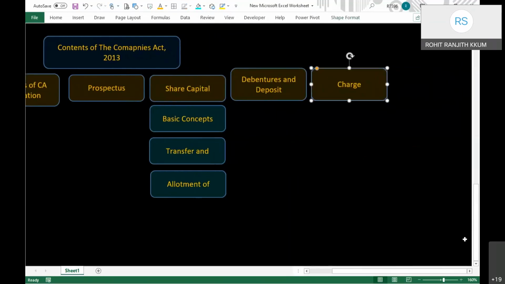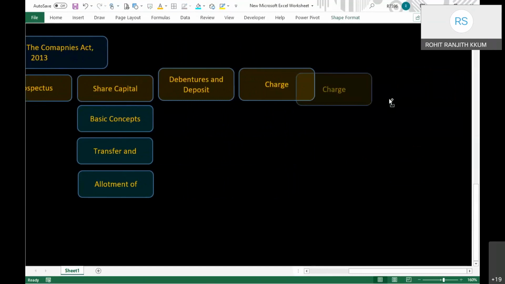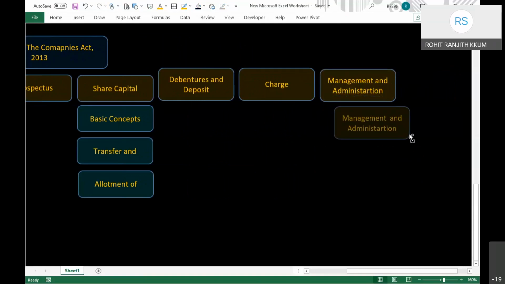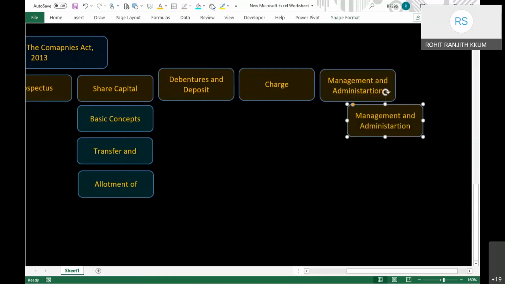After charge, another chapter is meetings, management and administration. And in this chapter, we are going to learn about general meeting.